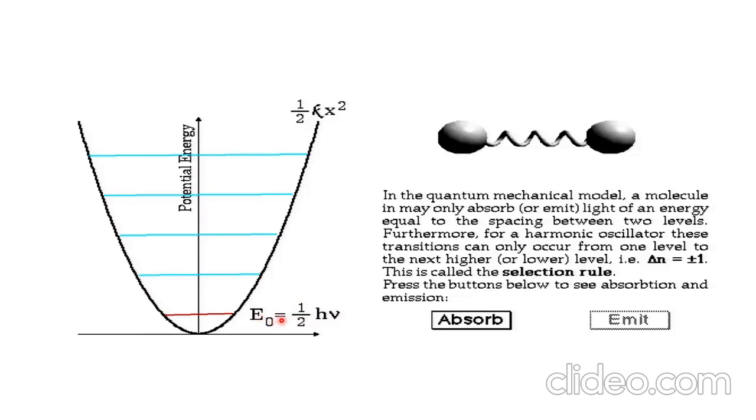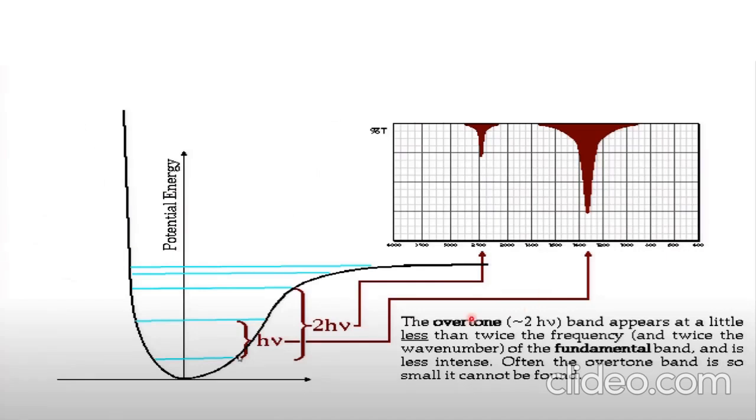So E naught is equal to half of h nu. As we increase the bands, the value of n increases, so the potential energy will increase, and the change in n should be plus or minus 1. So this is the selection rule for a molecule to be IR active. If the molecule jumps only one level, the energy will be h nu.